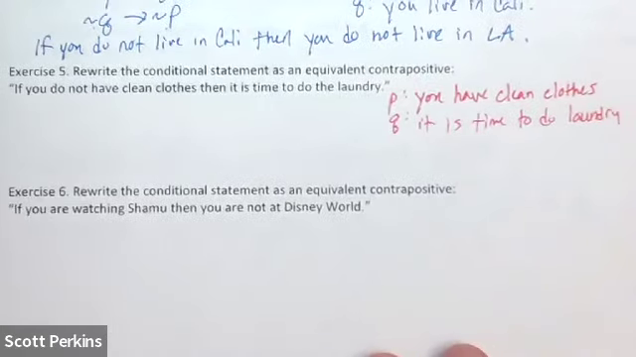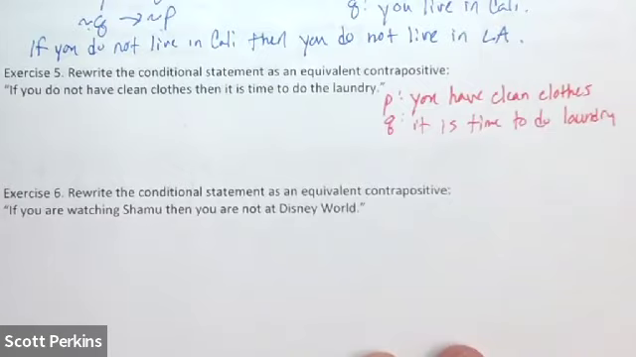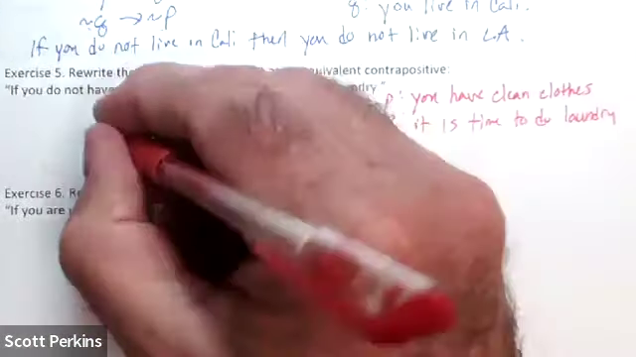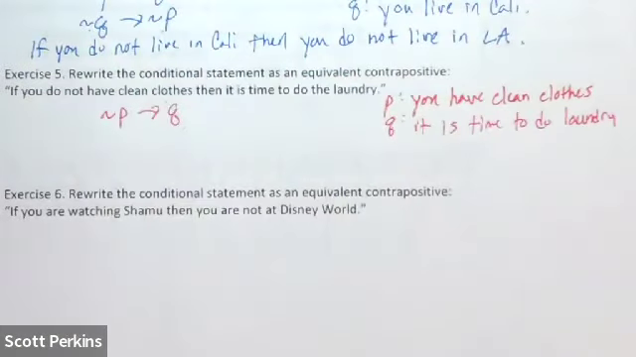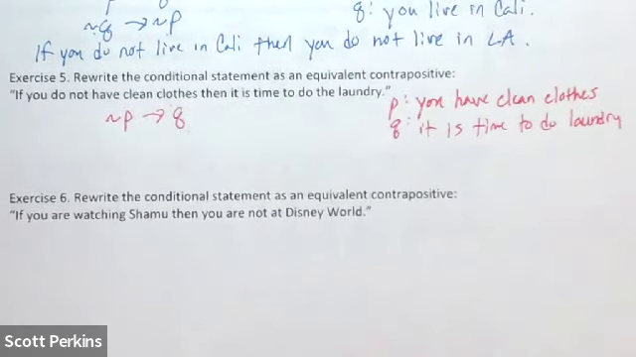There's my two simple statements. P is you have clean clothes. Q, it is time to do the laundry. So my simple original statement is if you do not have clean clothes, so that's squiggly P, then it is time to do the laundry, Q. This is the reason I gave this example: I want to be able to form the contrapositive when I have a negation in my original statement.